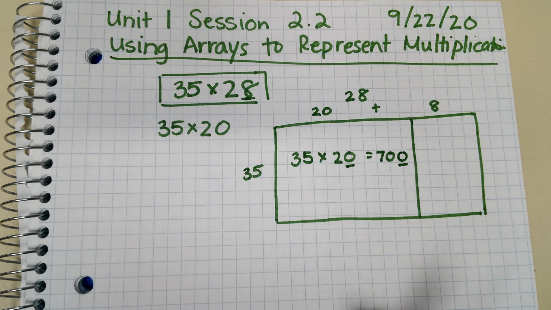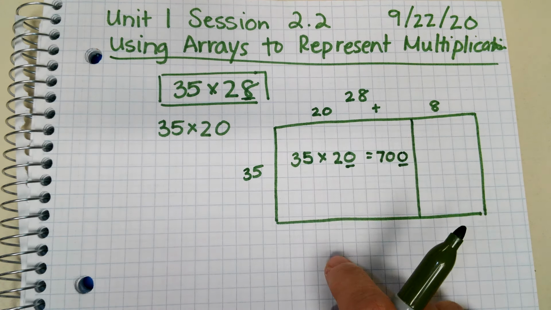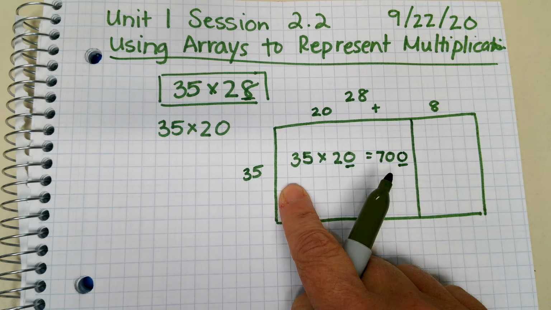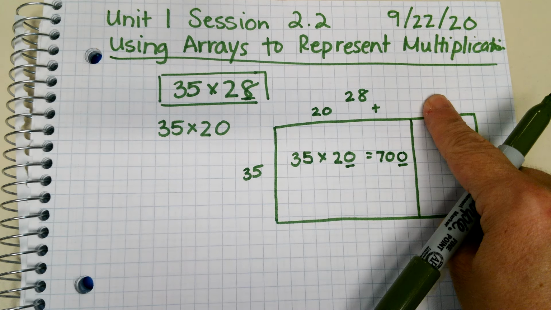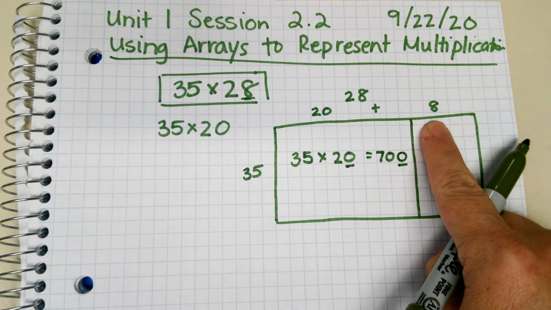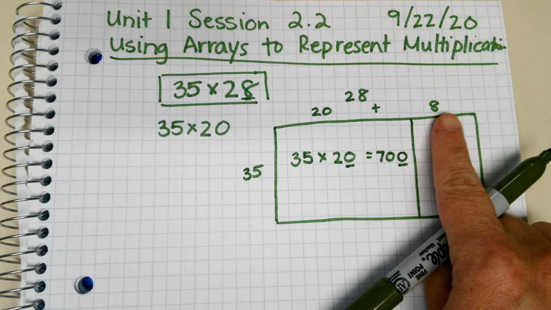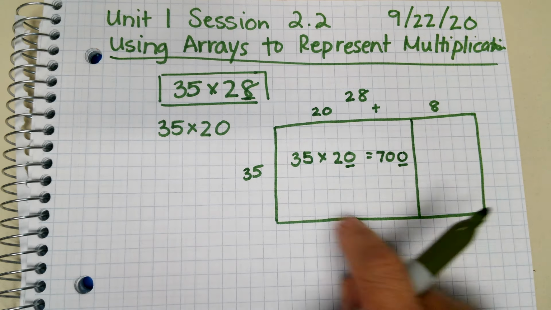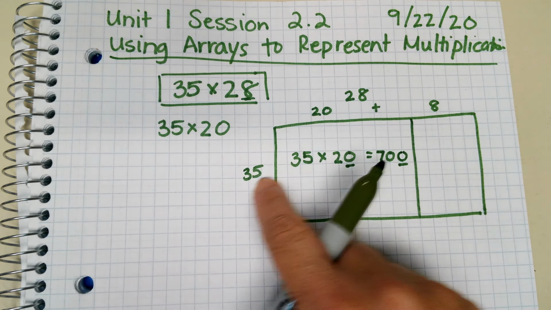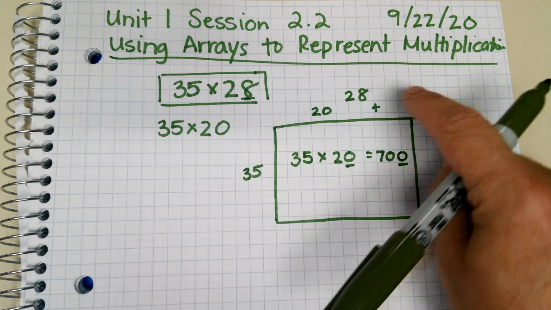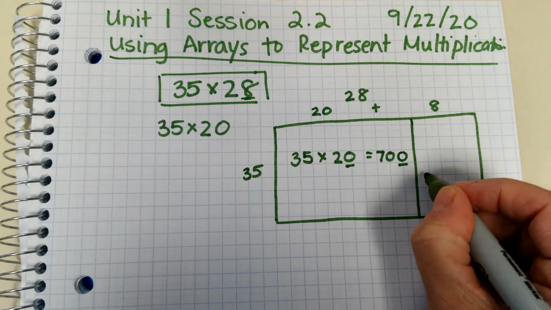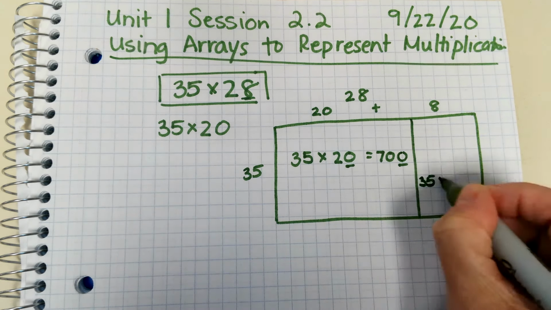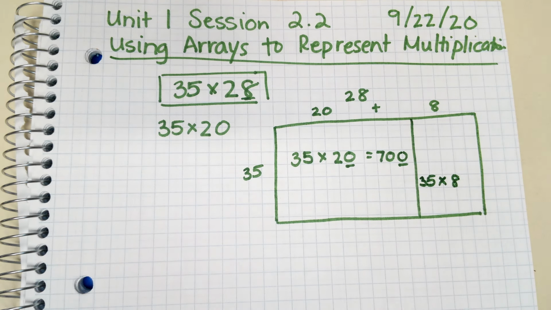All right, so I have my 35 times 20, which takes care of this piece. Now, what I have left is 8. Sometimes I see students who just go ahead and say, oh, I must just add the 8 to it. But unfortunately that's not how it works. We still have this 35 over here. That 35 needs to be multiplied by 8. So I'm going to go ahead and do 35 times 8.